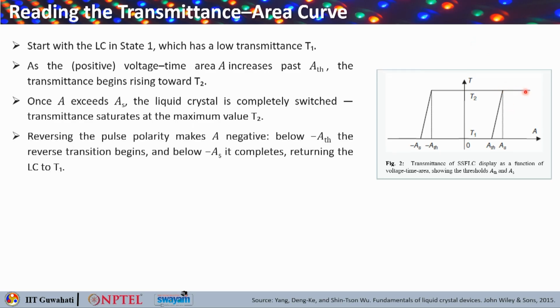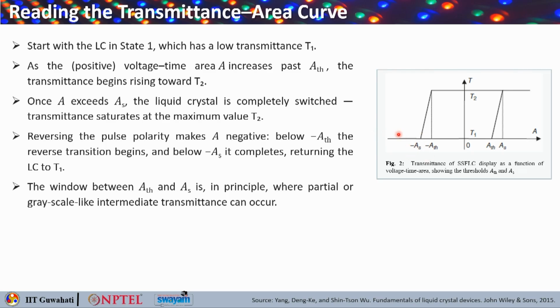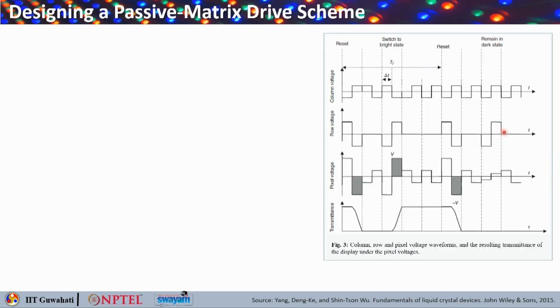Now, when you reverse the pulse, what happens? When you reverse the polarity of the pulse and make A negative, okay, that means on this side, you will see that below minus A_TH, the reverse transition happens, okay. So it starts to come down, and below this minus A_S, the liquid crystal has completely returned to the state T1. Okay. So the window between A_TH and A_S is in principle where the partial or grayscale intermediate transmittance level is happening.